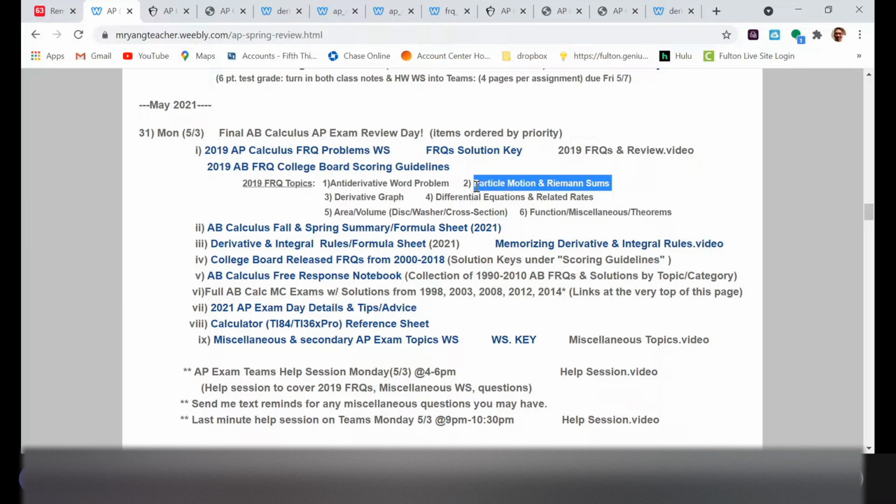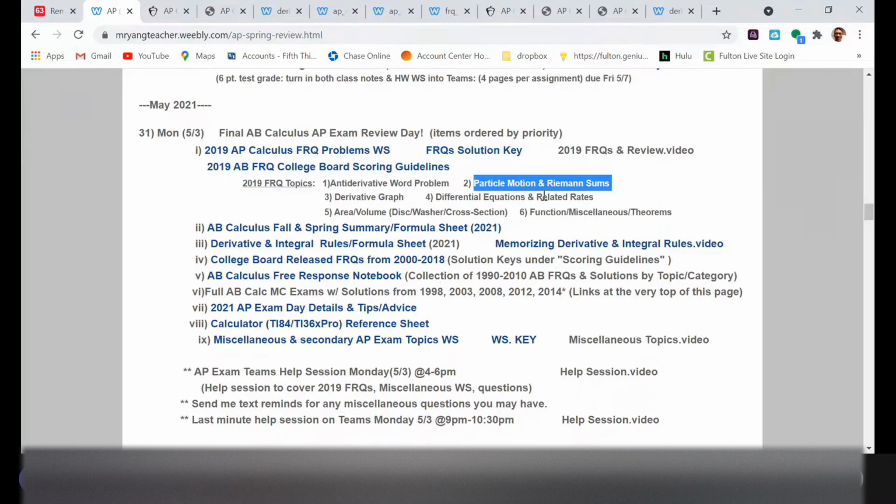Particle motion and Riemann sums, they don't always go together, but it seems like they'd like to put these 2 topics together because they're able to test students on particle motion knowledge as well as Riemann sums, reading from a table. So we'll see both being played out through number 2. So those account for the calculator questions.